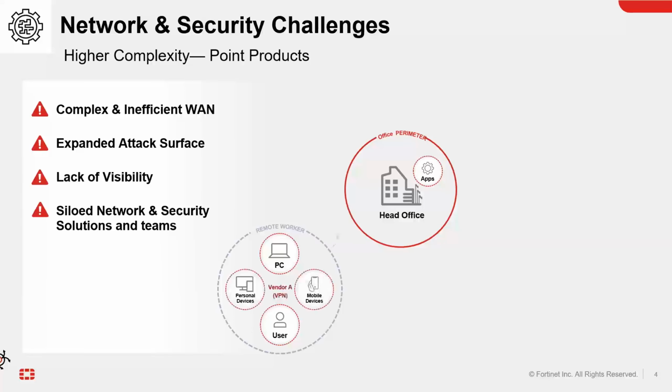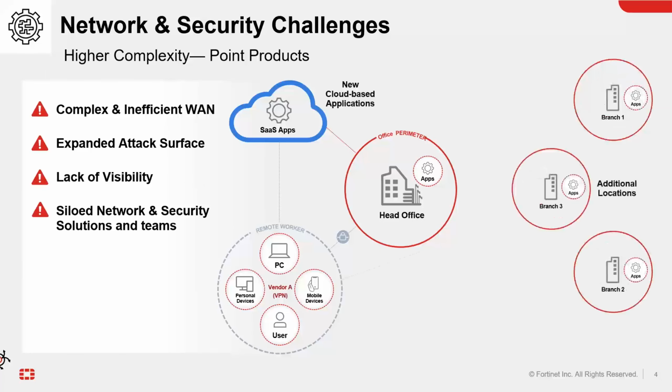There are some network and security challenges that customers face out there. So there's the complex and inefficient WAN. If you can imagine that you've got all these different branch locations, they're all connecting back to the head office. You've got the WAN that would need its bandwidth increased over time as the company grows. You've got all the security policies based on that head office. The firewalls would need upgrading over time, etc. There's also an expanded attack surface as part of that.